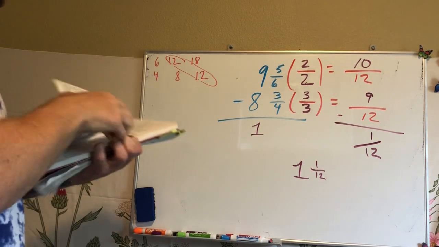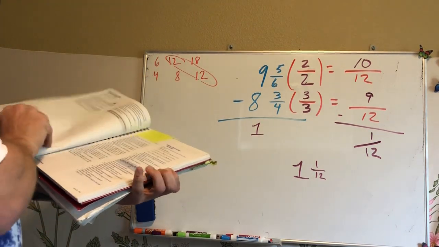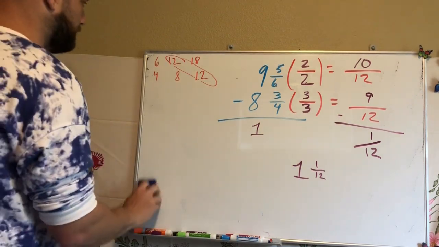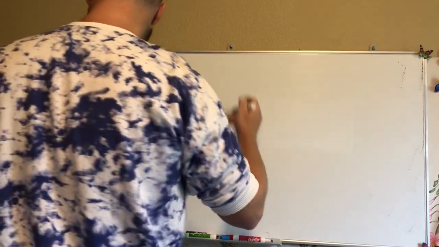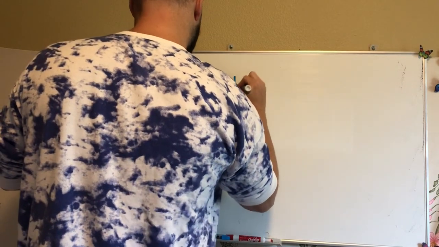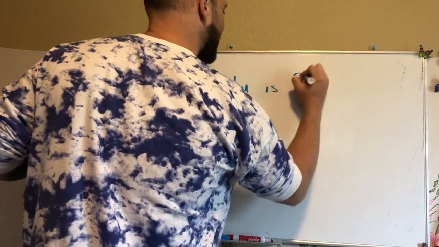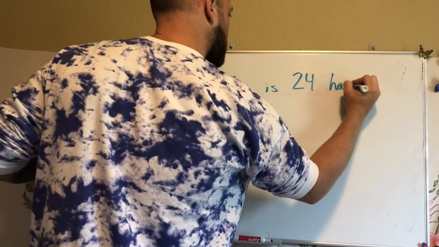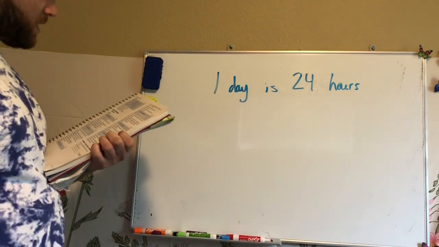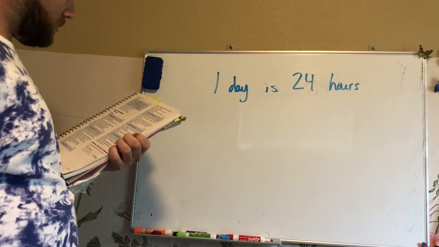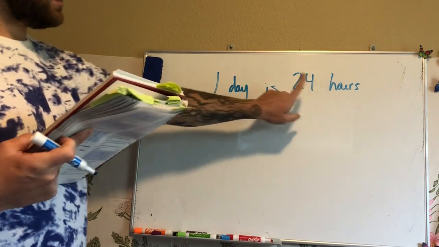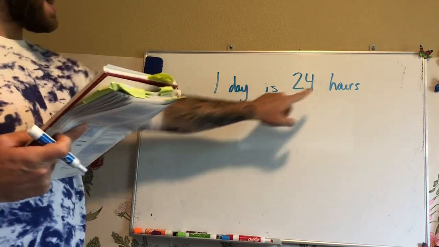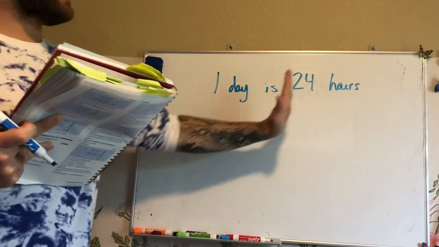So, let's move into unit conversions. I'm going to write this on the board. 1 day is 24 hours. The fact shows related units. This fact says 1 day is 24 hours. That's our fact.